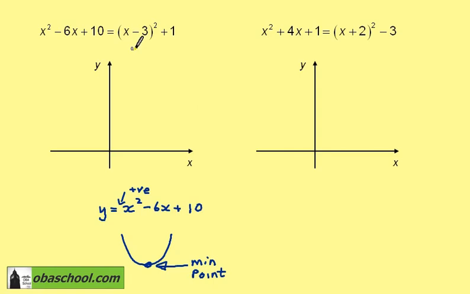The completed square form here for x squared minus 6x plus 10 gives us the coordinates of this minimum point. If we look at this bracket, we change the sign here, giving us 3. And we keep the sign the same here, giving us 1. So we know that (3, 1) is the minimum point for this curve.